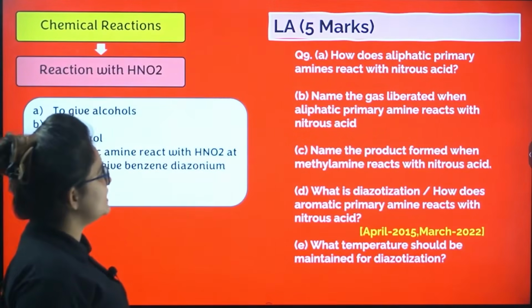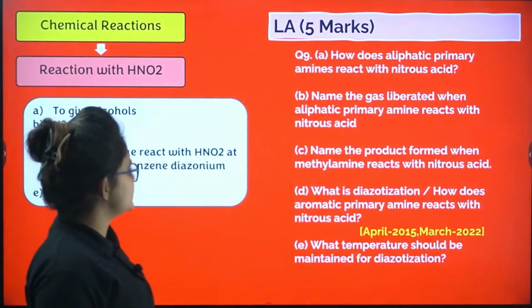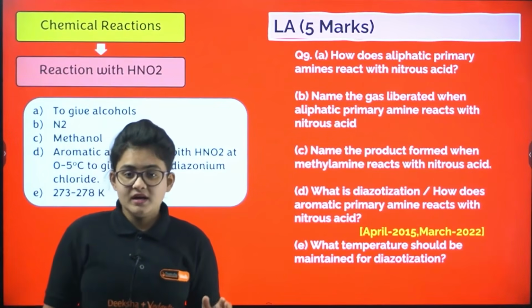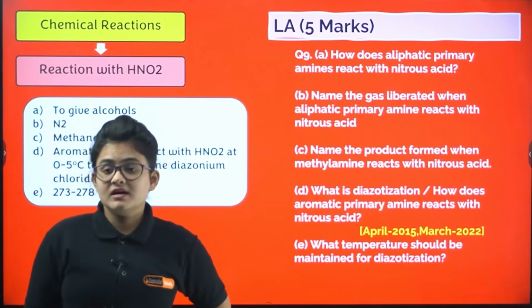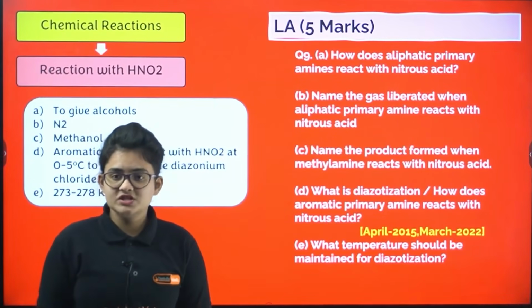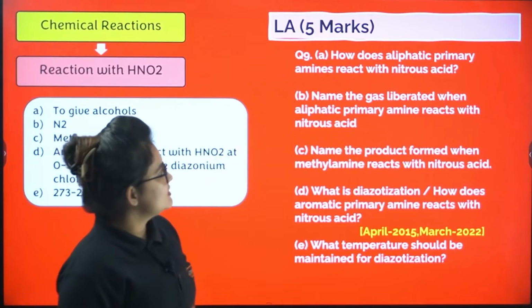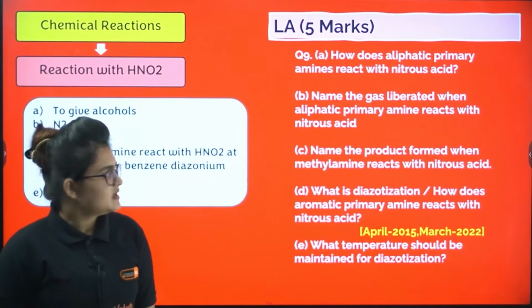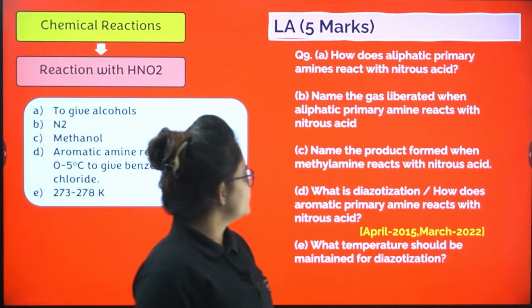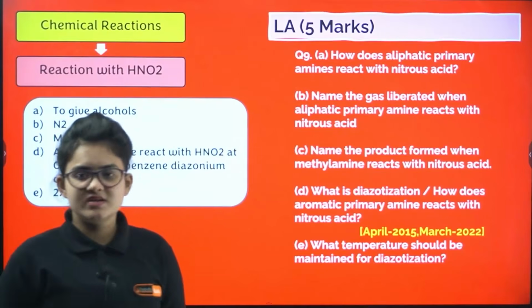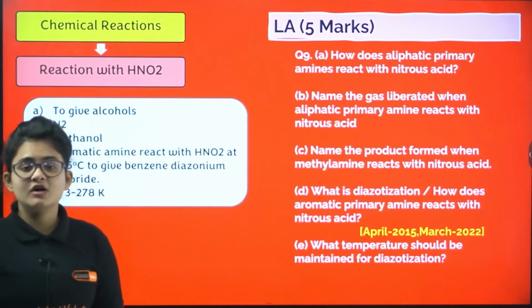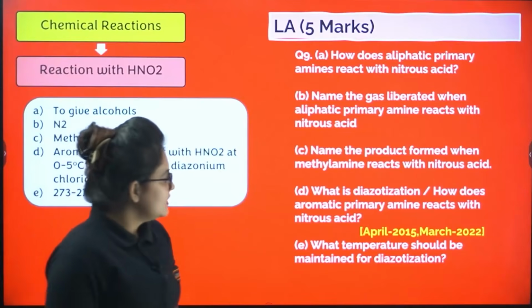How do aliphatic primary amines react with nitrous acid? Primary amine gives alcohol in the presence of HNO2. Next question: name the gas liberated when an aliphatic primary amine reacts with nitrous acid. That is nitrogen gas. Next, name the product formed when methylamine reacts with nitrous acid. Methylamine reacts with nitrous acid to give the alcohol, that is methanol.